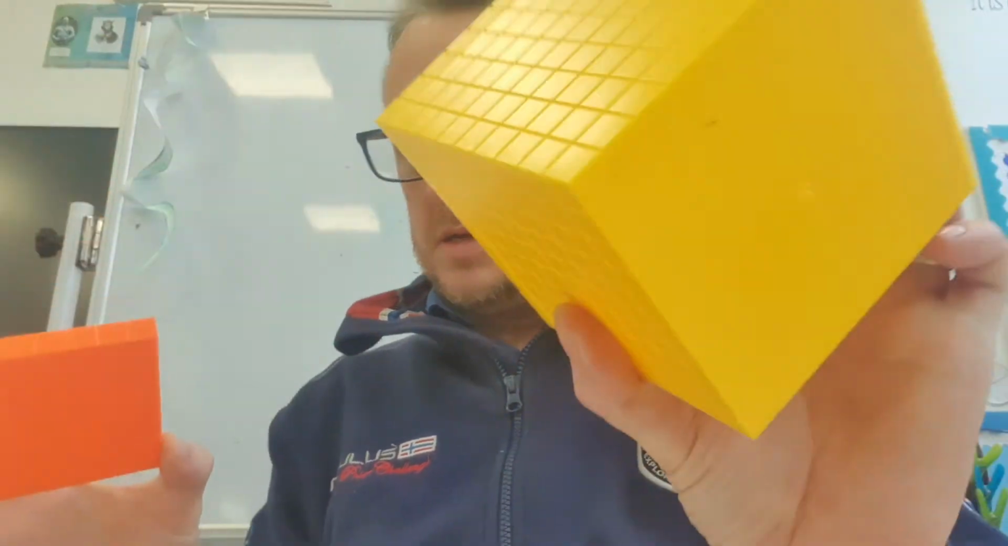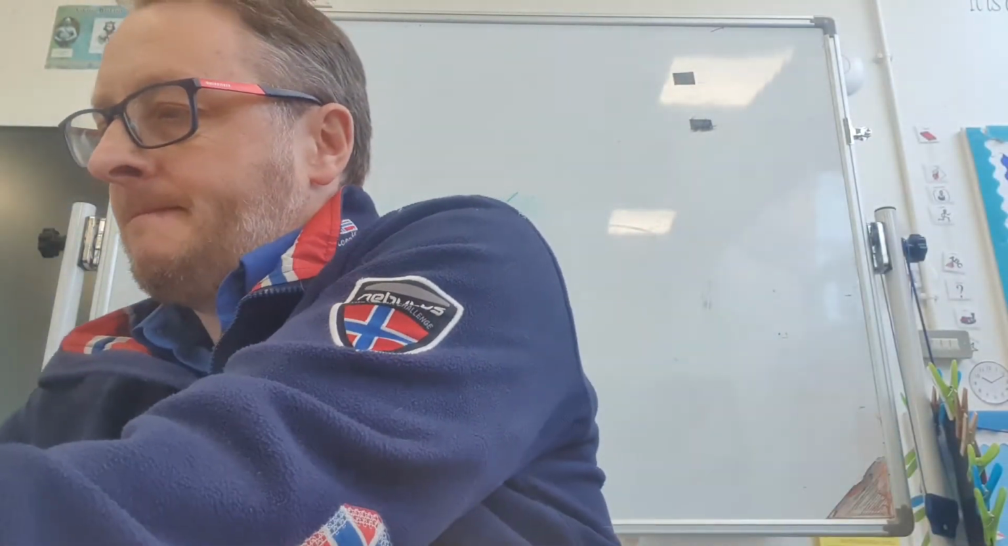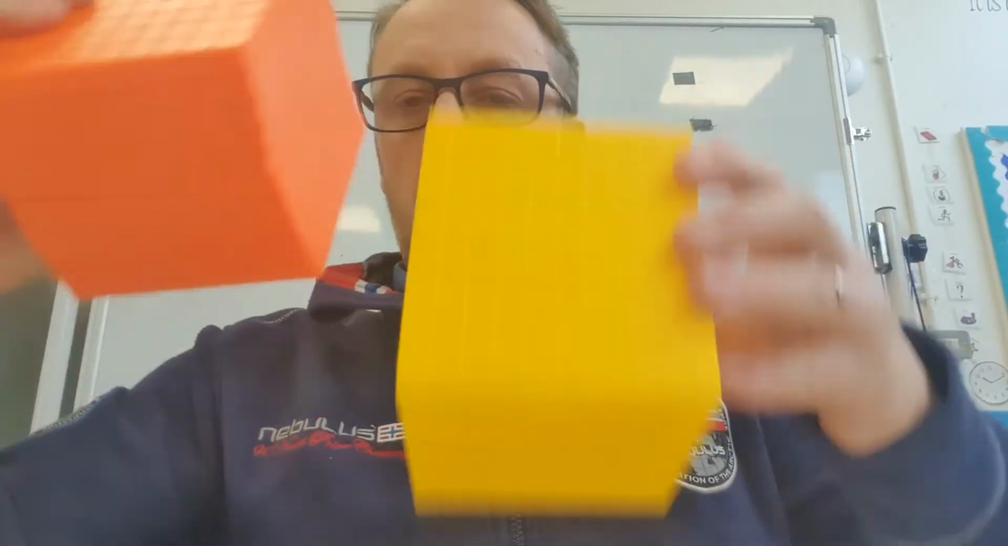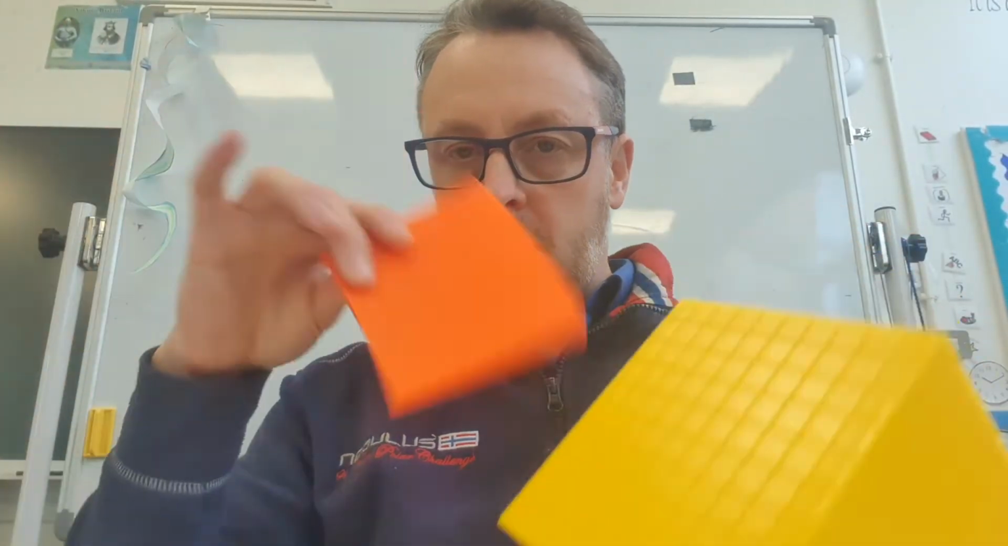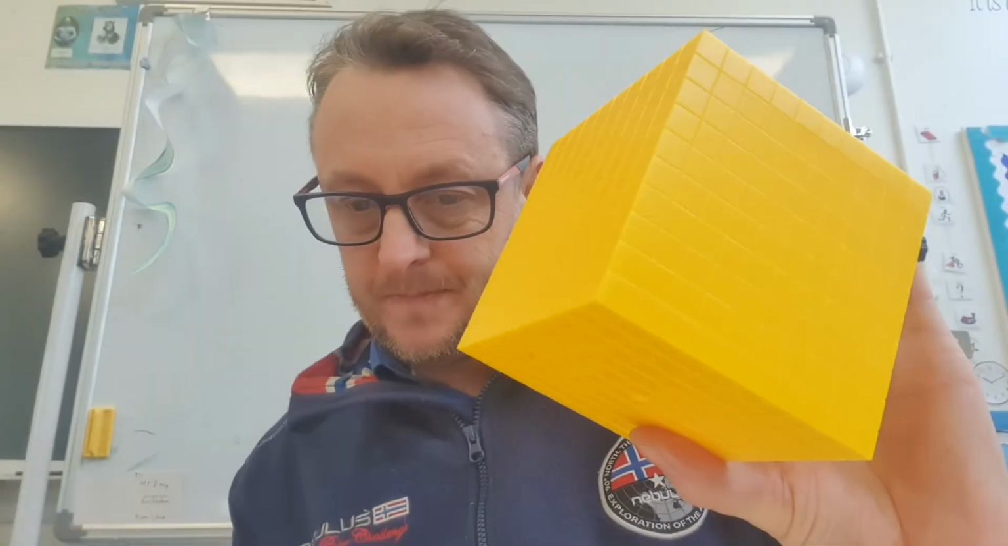Well, let's say how many of these hundreds are in this block, this cube. So there's actually 1, 2, 3, 4, 5, 6, 7, 8. So there's actually 10 lots of 100 in this. So that would be 100, 200, 300, 400, 500, 600, 700, 800, 900, 1,000. So 10 lots of 100 equals 1,000.